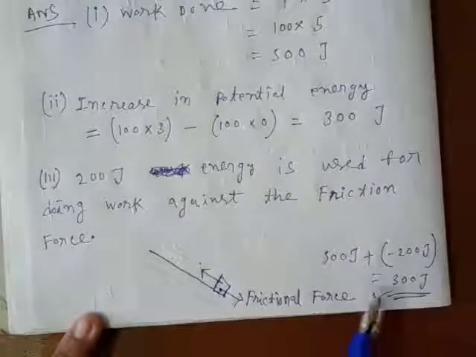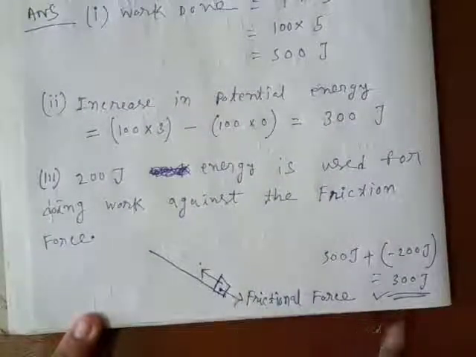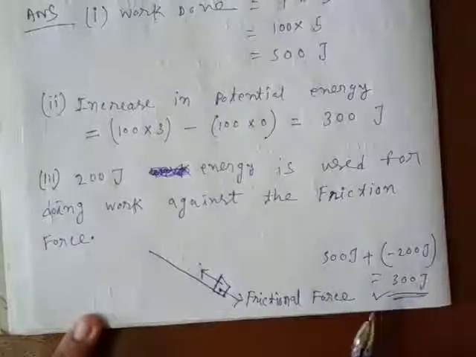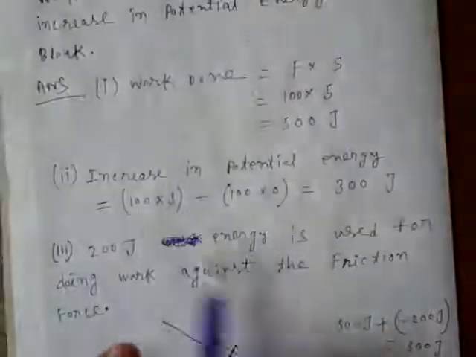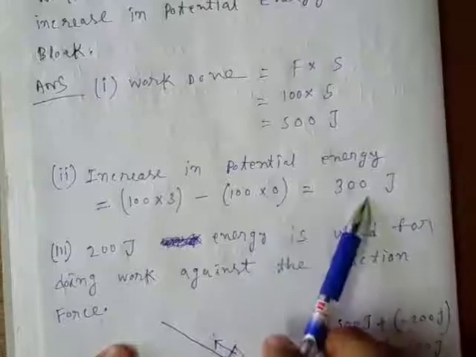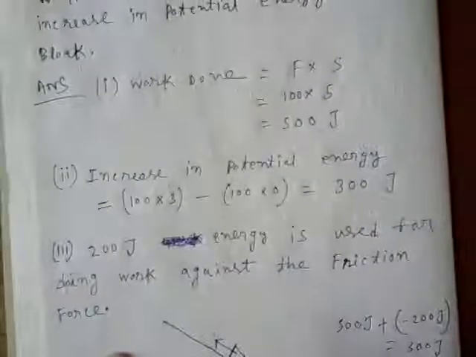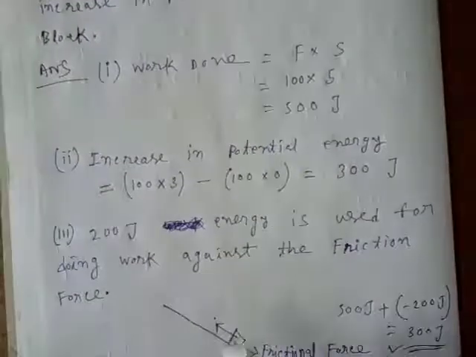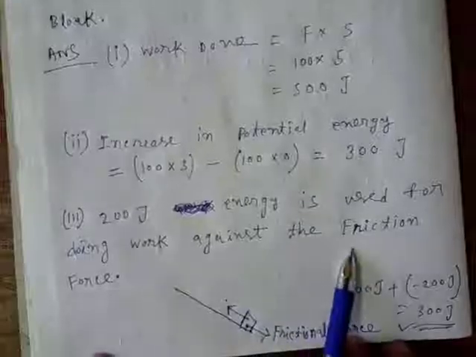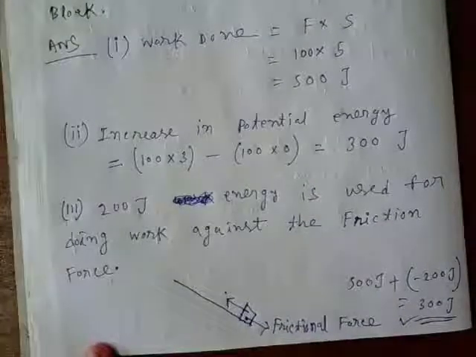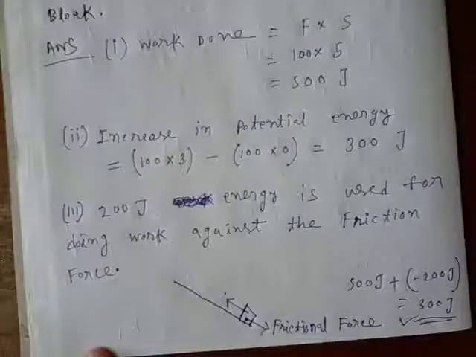I think I have cleared the concept of negative work done, and combining those concepts you can easily understand why the potential energy is increased by 300 joule, not 500 joule. Okay, because frictional force is a dissipative force. Always you have to spend some energy to overcome the friction force.